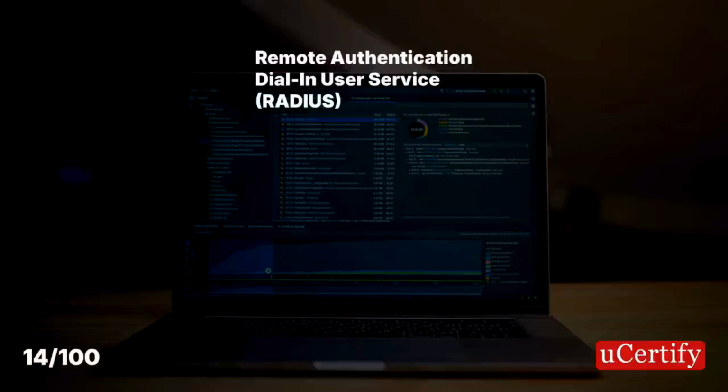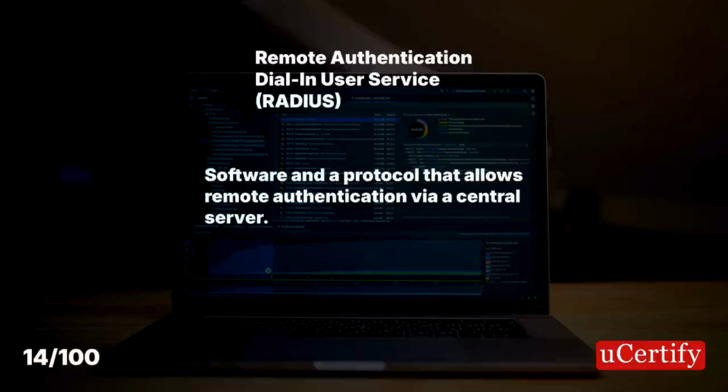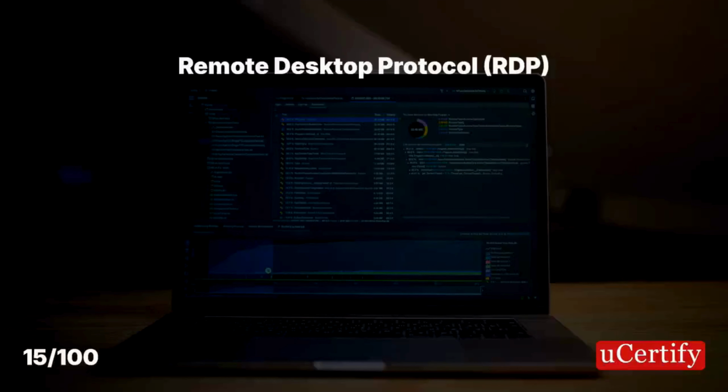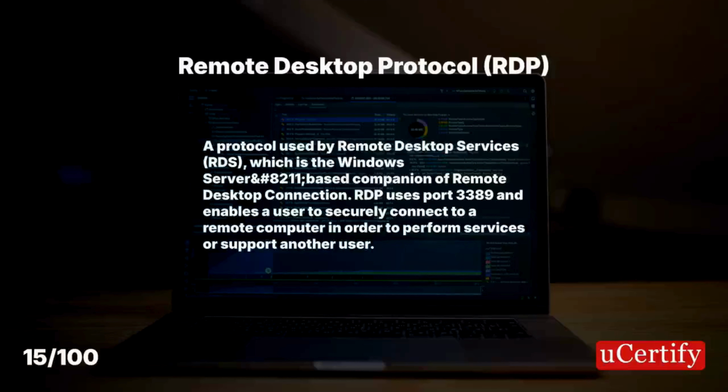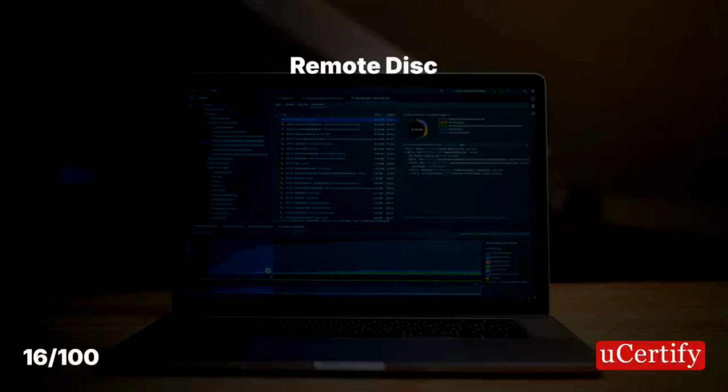Term: remote authentication dial-in user service, RADIUS. Definition: software and a protocol that allows remote authentication via a central server. Term: remote desktop protocol, RDP. Definition: a protocol used by Remote Desktop Services, RDS, which is the Windows Server-based companion of Remote Desktop Connection. RDP uses port 3389 and enables a user to securely connect to a remote computer in order to perform services or support another user.